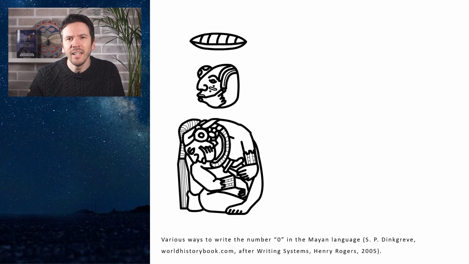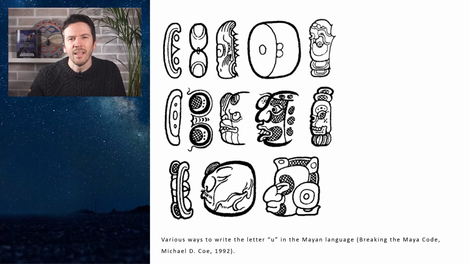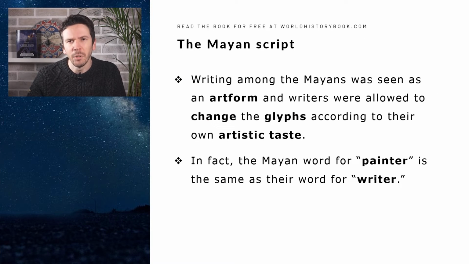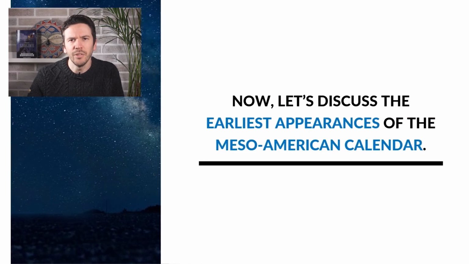For instance, here are 3 glyphs representing the word 0. We've already seen the top one, the shell, but it also comes as a face and also as a complete human being. And here we see many ways to write the letter U. So now you probably understand why it took a long time to decipher these texts. As you might imagine, writing among the Mayans was seen as an art form, and writers were allowed to change these glyphs according to their own artistic taste. In fact, the Mayan word for painter is the same as their word for writer, which explains a lot, considering what I've just told you.